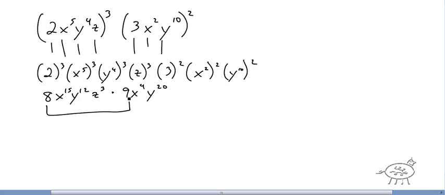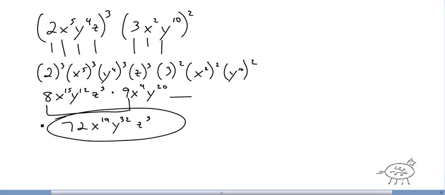Remember, you combine the numbers together. So we have 72. X to the 15th times x to the 4th is x to the 19th. Y to the 12th times y to the 20th is y to the 32nd. And there's no z here, so we just say z to the 3rd. And that's your answer. Looks kind of big and nasty, but if you follow all the right steps, you'll be good to go.